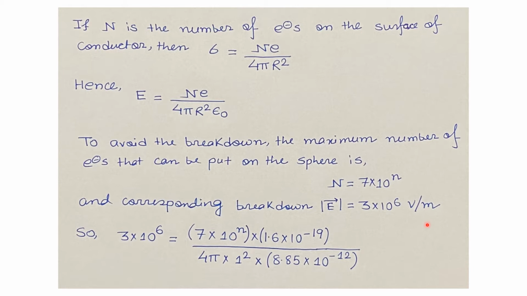So we will put all the values in this equation. So our maximum value of E is 3 times 10 to the power 6, that is equal to N times e, so 7 into 10 to the power n times 1.6 times 10 to the power minus 19 divided by 4 pi r square epsilon naught. So 4 pi times 1 square, because the radius equals to 1, times the permittivity in vacuum, that is 8.85 times 10 to the power minus 12.